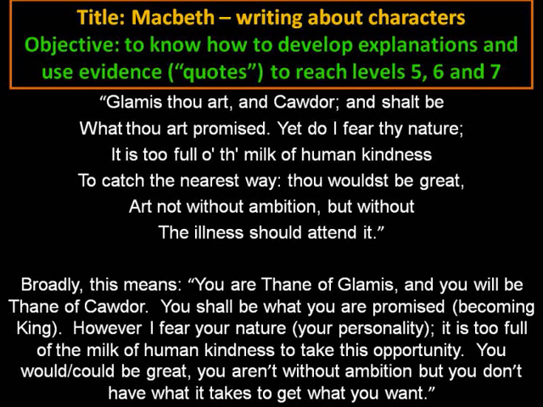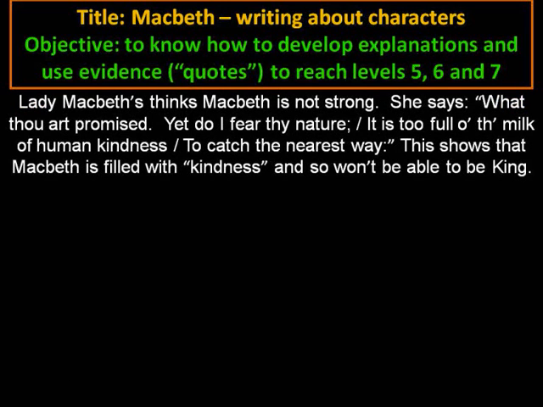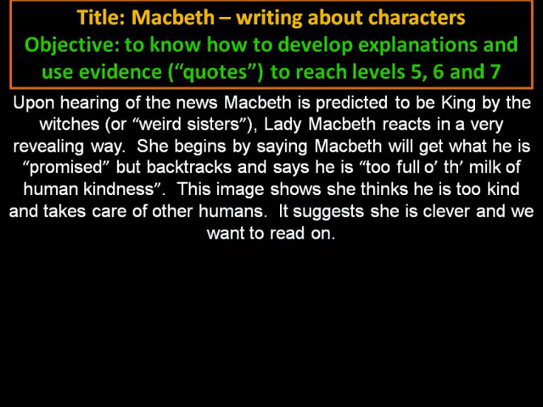We might choose to write, Lady Macbeth thinks Macbeth is not strong. She says, "what thou art promised, yet do I fear thy nature. It is too full of the milk of human kindness to catch the nearest way." This shows that Macbeth is filled with kindness and so won't be able to be king. This is okay. It uses the PEE technique and has found evidence, and yet it would only really reach level 4 because it's copied almost 4 lines of the play as its evidence without choosing carefully. It's made one relevant point, but has not really looked at what's going on here. Lady Macbeth is actually criticising her husband. Let's make it level 5.